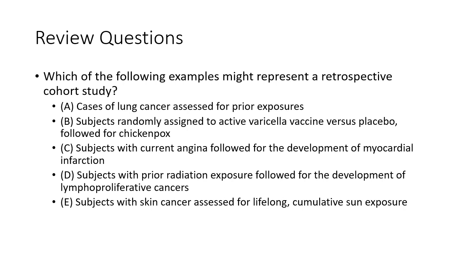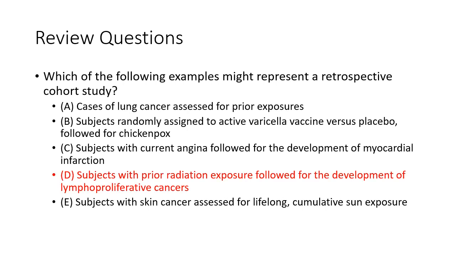Which of the following examples might represent a retrospective cohort study? So we talked about cohort studies a lot of times being prospective. Which one may be retrospective? Would it be cases of lung cancer assessed for prior exposures? So we start out with people who have lung cancer and then look for prior exposures. Subjects randomly assigned to active varicella vaccine versus placebo, followed for chickenpox. Subjects with current angina followed for the development of MI. Subjects with prior radiation exposure followed for the development of lymphoproliferative cancers, or subjects with skin cancer assessed for lifelong cumulative sun exposure. So what do we think? I think it's C. Actually D.